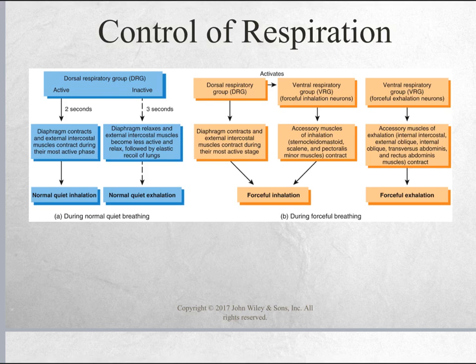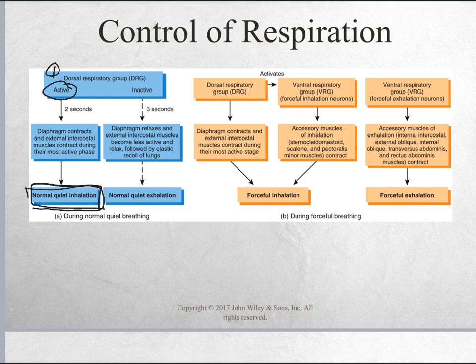Our next step in this process is to examine in a little more depth the dorsal respiratory group and the ventral respiratory group, and exactly what happens when these neurons are activated and inactivated. So we're going to start right here. We'll start number one with the DRG. When activated, it takes approximately 2 seconds. We have two muscle groups that are going to be contracting, the diaphragm and the external intercostals. So these muscles contract, and this is going to be their most active phase. This gives us our normal quiet inhalation.